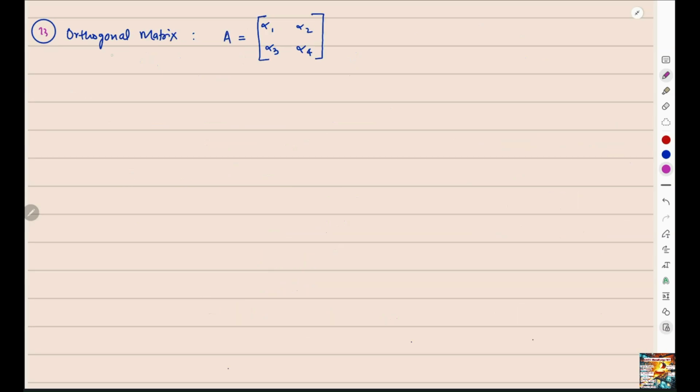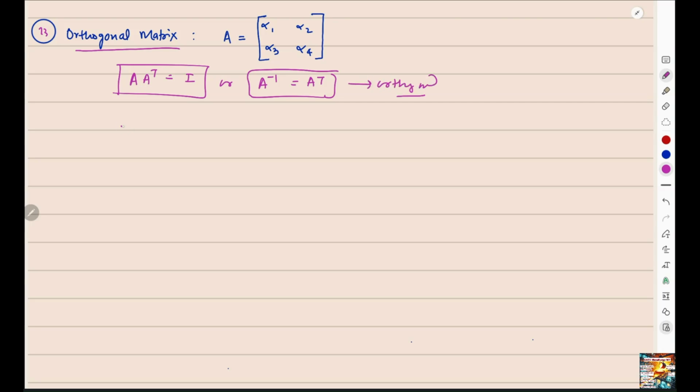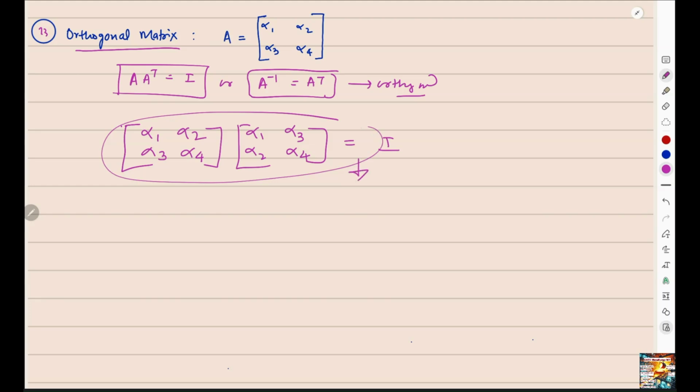Now in this question we have to find the orthogonal matrix and select the best answer from the given options. So we will see the concept of orthogonal matrix. A matrix is orthogonal if A into A transpose is identity, that is A inverse equals A transpose. Then the matrix is orthogonal. So we will take the A matrix, that is alpha 1, alpha 2, alpha 3 and alpha 4. Then we have to take the transpose, and find the product, and whatever comes out as identity should be the orthogonal matrix.